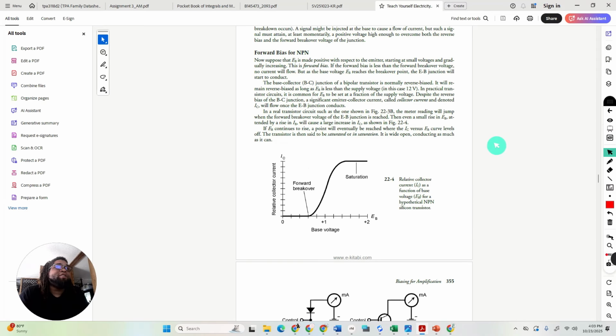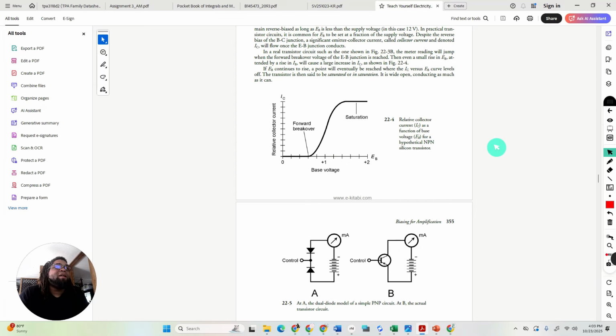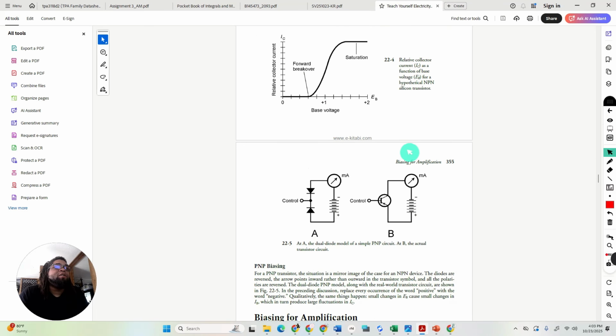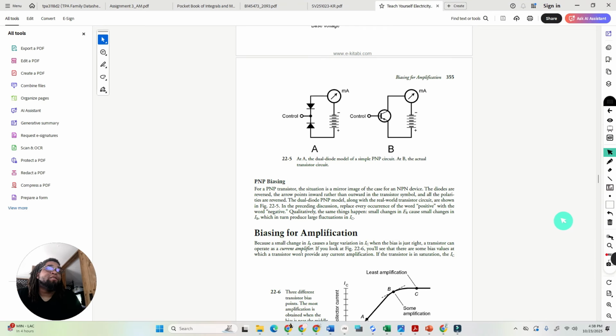Forward biasing, we just talked about that. That's what typically we're going to talk about the most. We see a curve where we see our forward biasing, then to saturation. We'll talk a little bit about what those terms mean a little bit later. All right, so here we start talking about PNP transistor biasing.